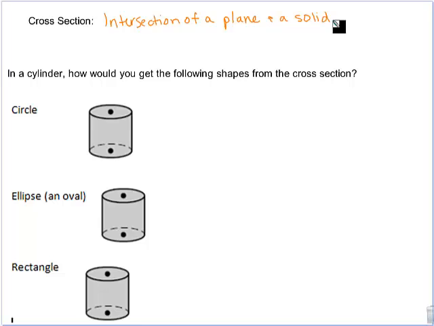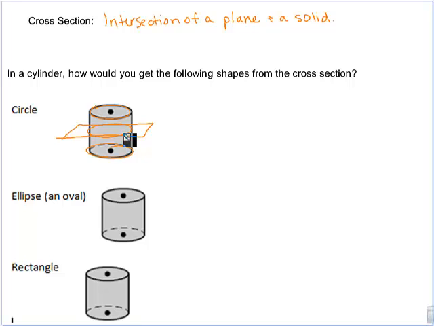So here I've got a cylinder drawn out 3 times. For the cylinder, we want to try to get the following shapes from the cross-section. First I want to get a circle. You have to picture where a circle is in a cylinder. A circle is the shape of your 2 parallel bases. So for us to get a circle, we would have to put a plane through that would be parallel to both our bases. And then we would have a circle for our shape.